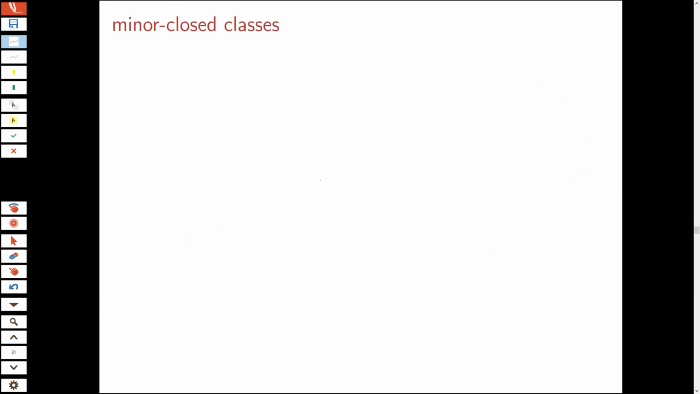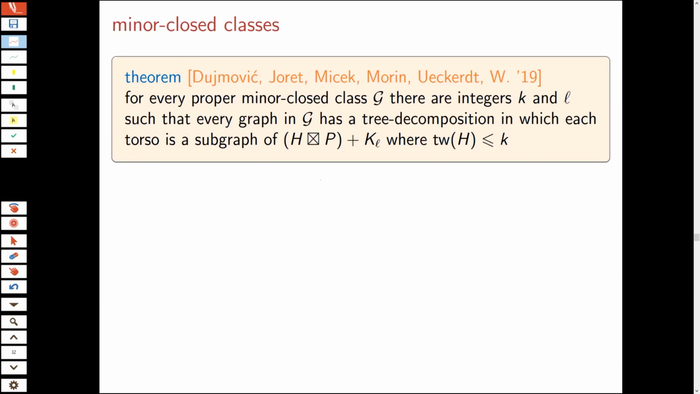Okay, what about minor closed classes? Well, Pat mentioned very briefly that there's a structure theorem for minor closed classes, and this is what it actually says. It says for any minor closed class script G, there are constants k and l, such that every graph in the class has a tree decomposition in which each torso is a subgraph of this nicely behaved graph, H times P. P is a path, H is this tree width k graph, so that's bounded tree width, complete join with a small complete graph K_l.